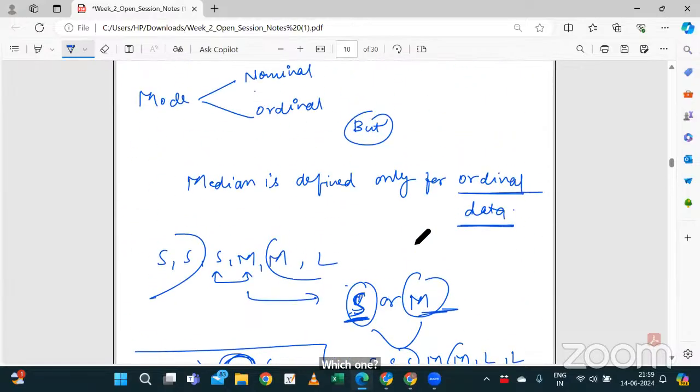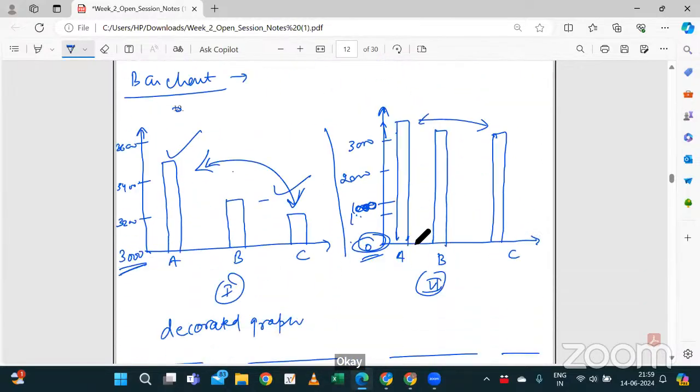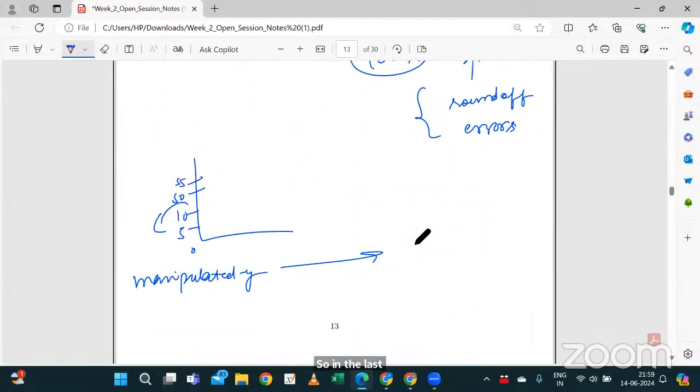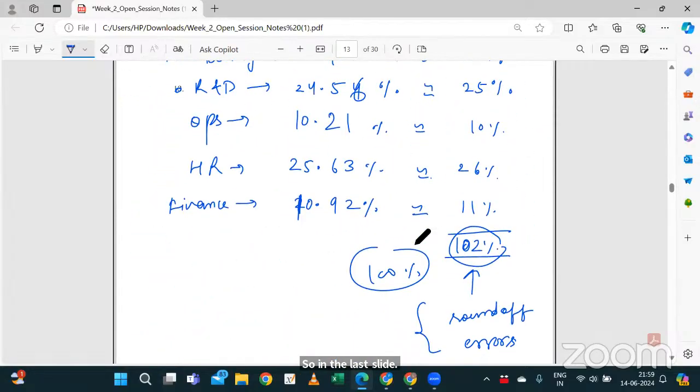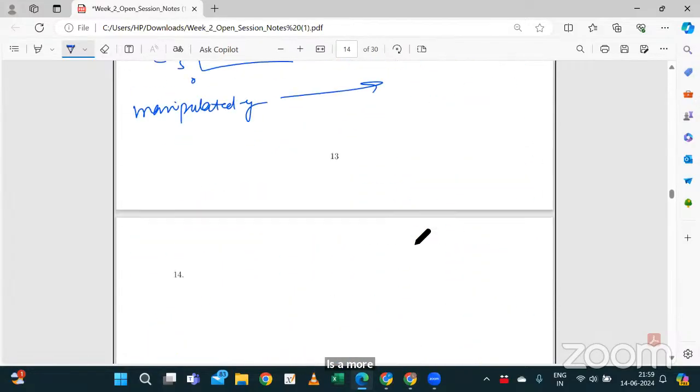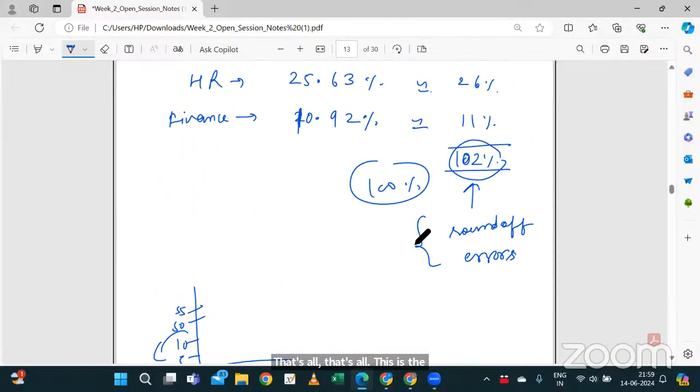Yes, sir. All right. Sir, can you once show your whiteboard, sir? I have a doubt. Which one? Sir, your board, which you were writing. Okay. Sir, in the last slide. Sir, more down, sir. That's all. This is that line, yes, sir. This one, sir.